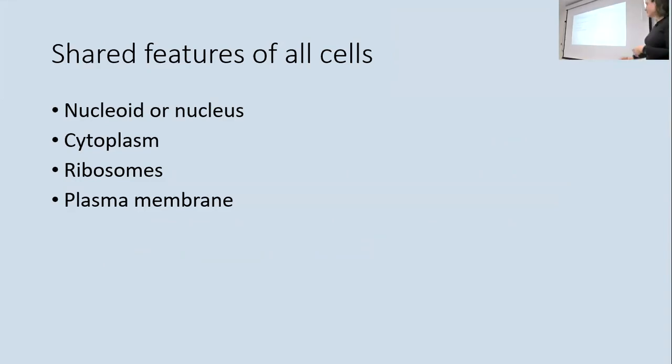Now, since everything's made of cells and cells are doing all the things, there are unifying features of cells. We'll walk through each of these in turn, but briefly, they are the possession of a nucleoid or nucleus, a place where all that hereditary information is kept, and cytoplasm, basically all the filler stuff that fills up a cell.